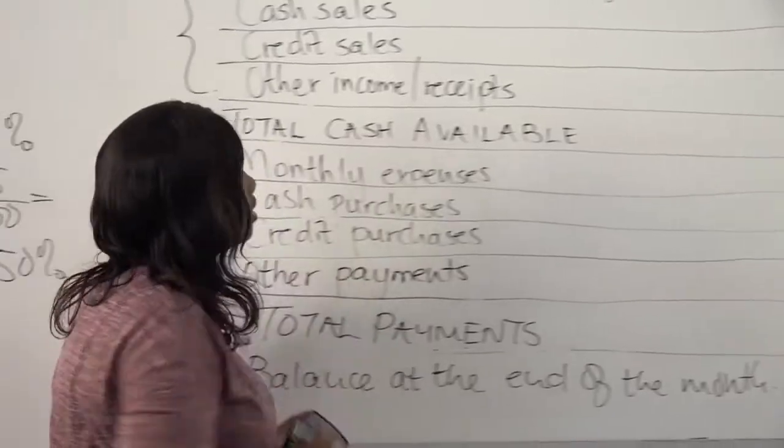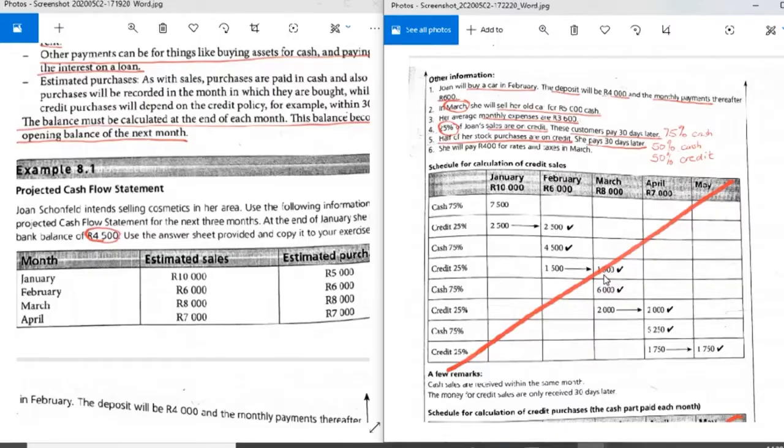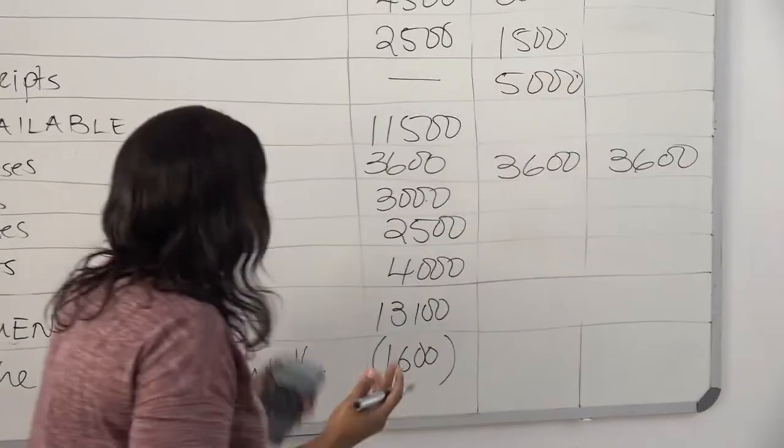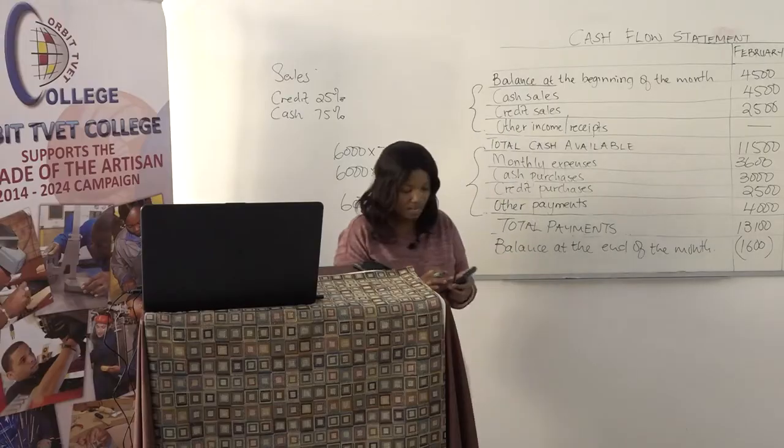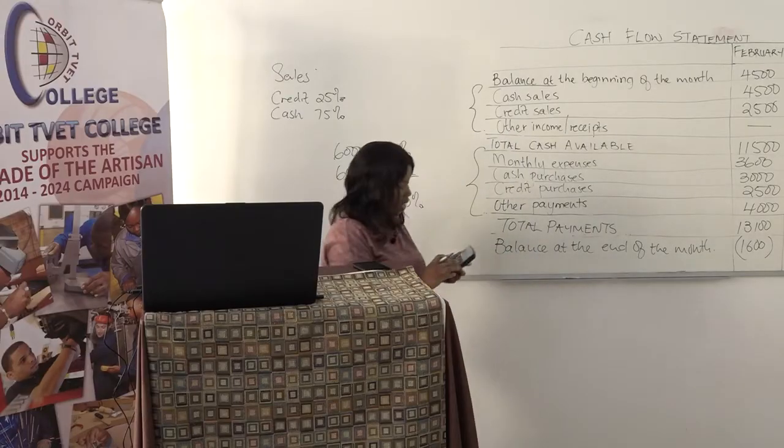Now we come to other income or receipts. We check if maybe we have received a certain amount, even if it's not related to what the business is rendering. Now we find that transaction number 2 says in March, she will sell her old car for 5,000 rands. So this 5,000 rands, we are going to record it under other income or receipts. Then we are done with the part of the receipts we need to calculate.